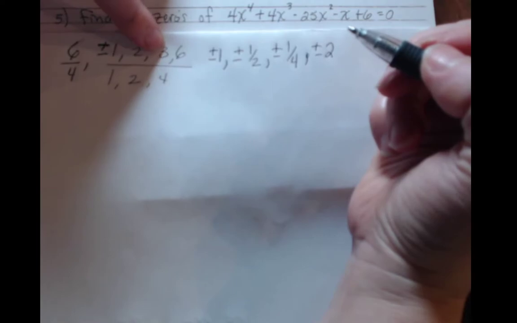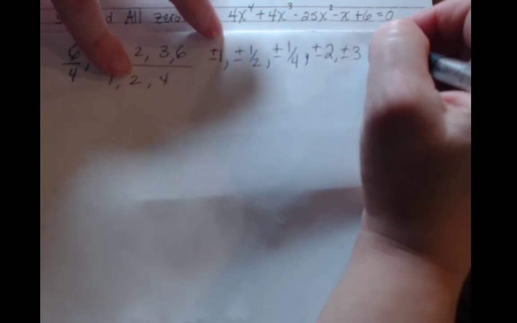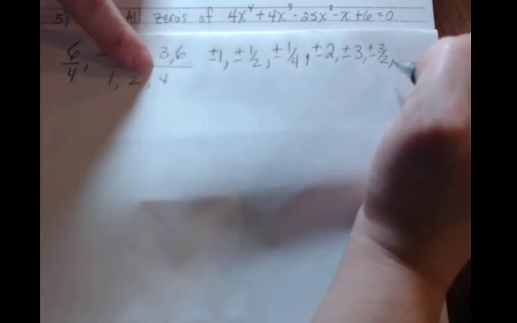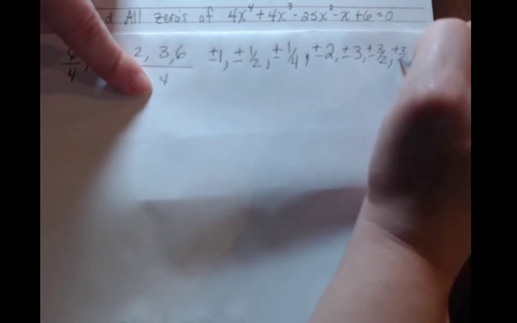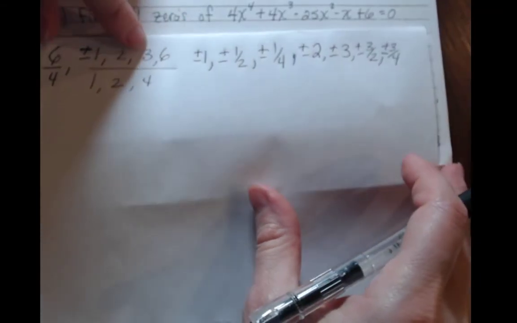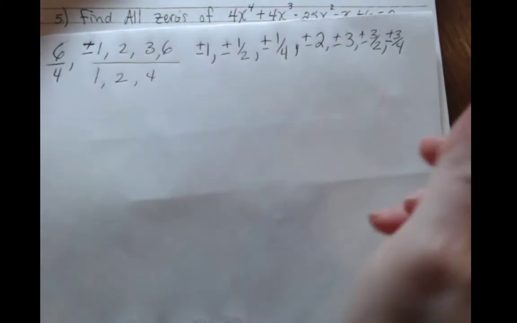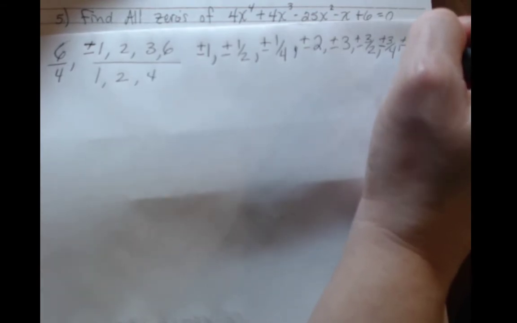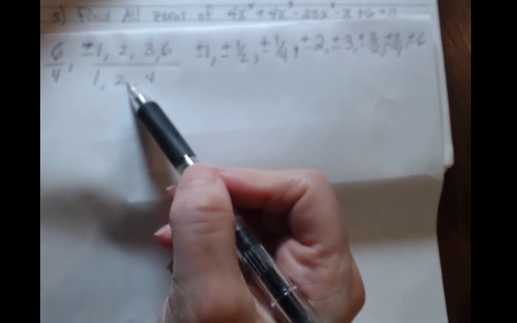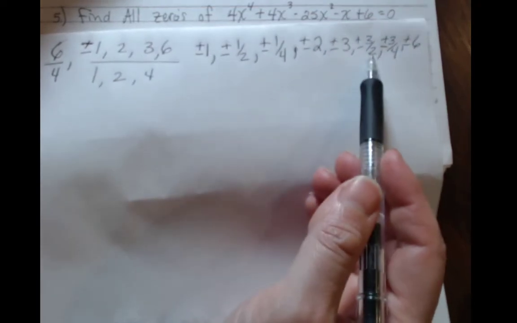So then we go to 3. 3 over 1. So we got plus or minus 3, plus or minus 3/2, plus or minus 3/4. Then we go to 6. 6 over 1, plus or minus 6. Plus or minus 6 over 2 is 3. We've already got that covered. And 6 over 4 is 3/2, and we already have that covered.